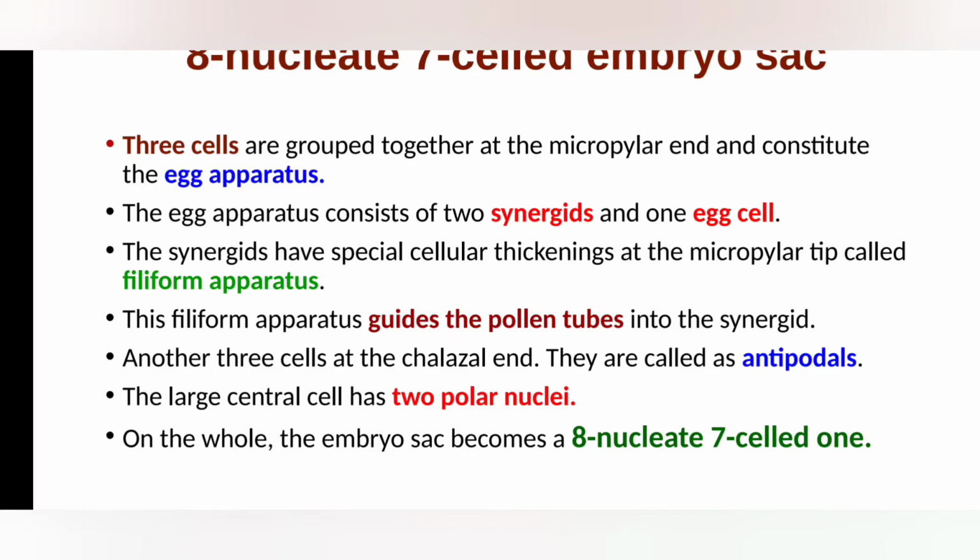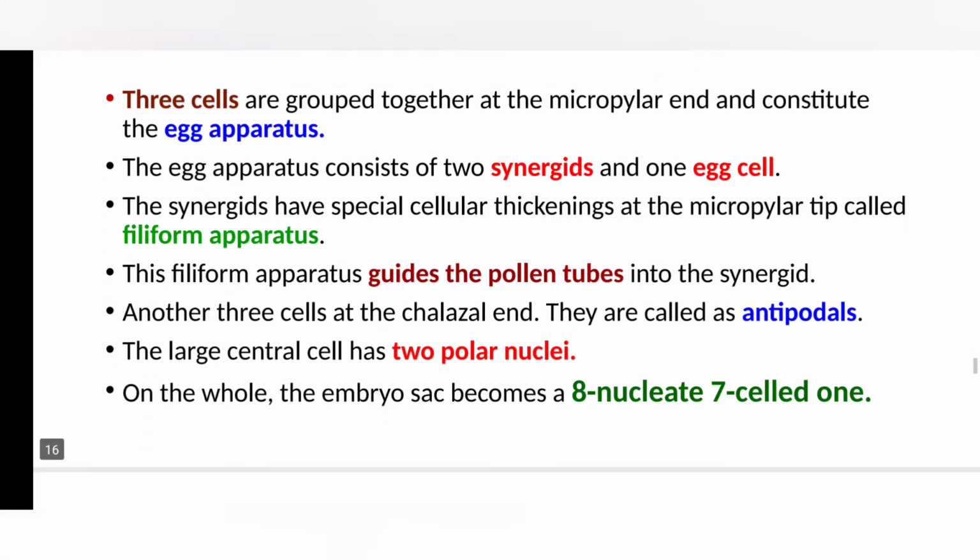Now another 3 cells are located at the chalazal end. In the diagram we have seen it at the top. They are called antipodals. So antipodals consist of 3 more cells. Now altogether we have got 6 cells. The large central cell: the whole diagram itself is considered as a cell. That's what is called the large central cell. The large central cell has 2 polar nuclei. On the whole, the embryo sac becomes an 8 nucleate but 7-celled one.